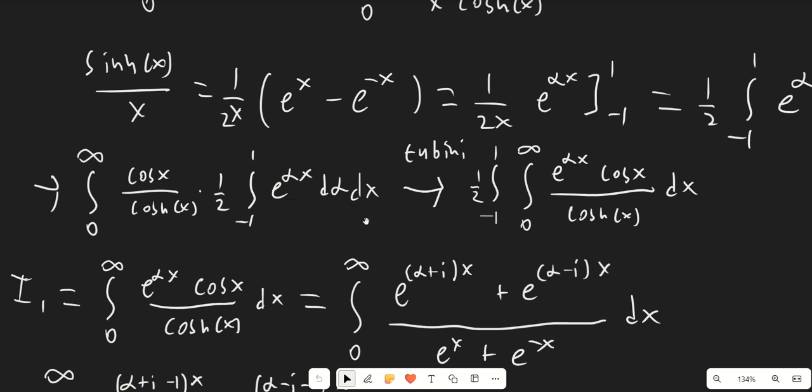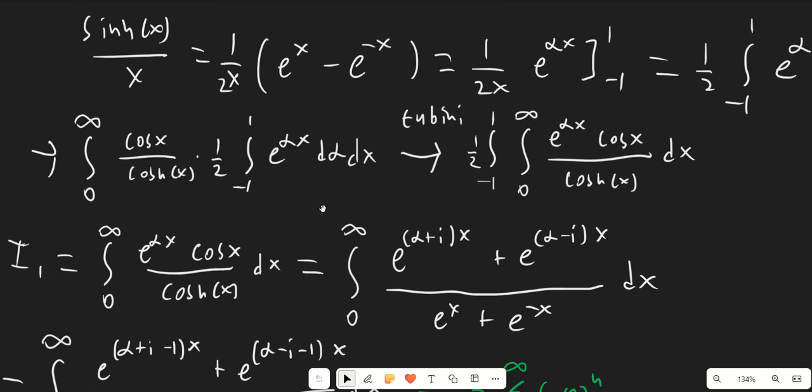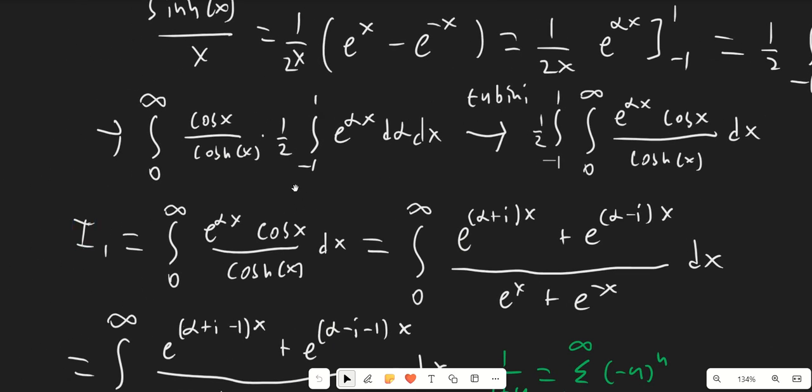Then we apply Fubini's theorem. Absolute convergence here is totally cool, as long as we use the limit as alpha goes to 1. We need to be wary of that. So this is really a limit right here. And so we end up with 1 half the integral from negative 1 to 1 of the integral from 0 to infinity of e to the alpha x cosine of x over cos x dx. Now let's go ahead and evaluate the inner integral here.